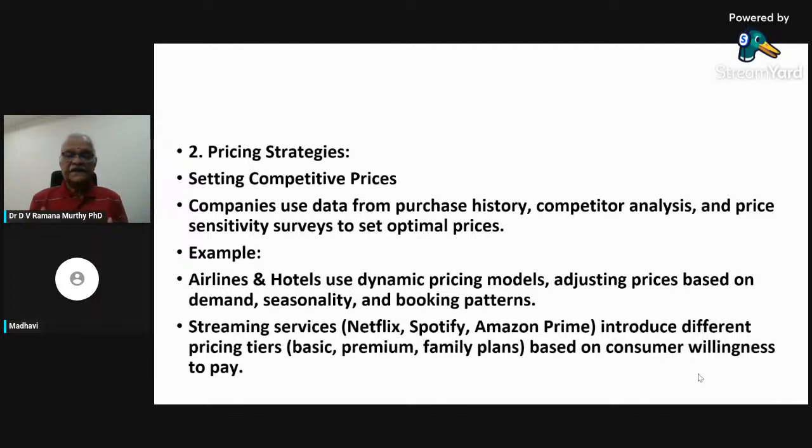But then there are certain products which are said to be competitive to you, and you need to know the competitors' pricing strategies also. And the customers also need to be completely understood by you. How do they buy the product, at what price are they interested in buying it, all these things. So companies use data from purchase history, how the consumers buy, at what price they buy, and the competitors' price analysis and price sensitivity surveys to set optimal prices.